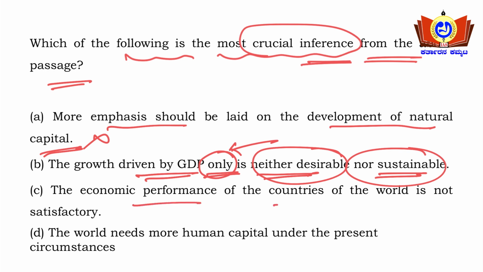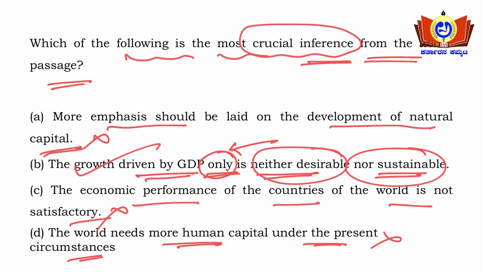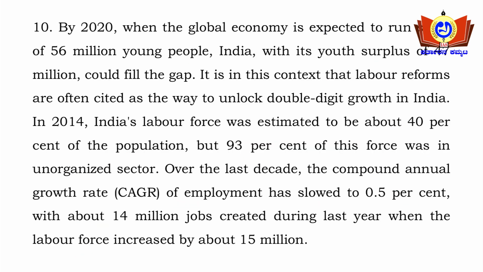So we need to examine the third and fourth statements as well. The economic performance of the countries of the world is not satisfactory. No, this is directly wrong. The world needs more human capital under present circumstances. No, this is also wrong. So option B is the most probable and right option here. So moving on to the next question.